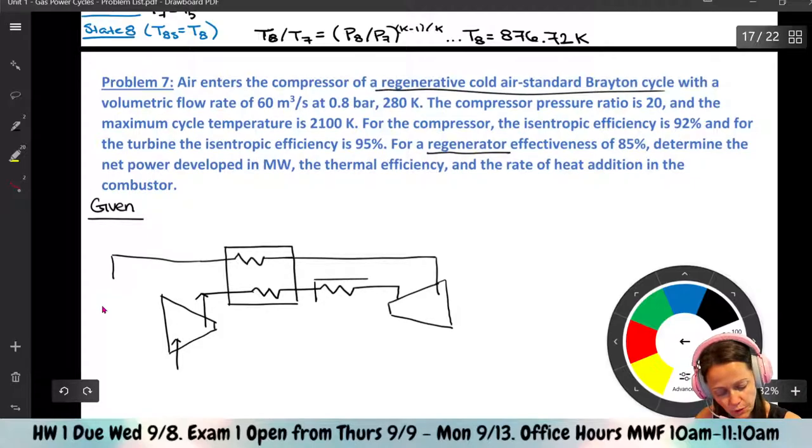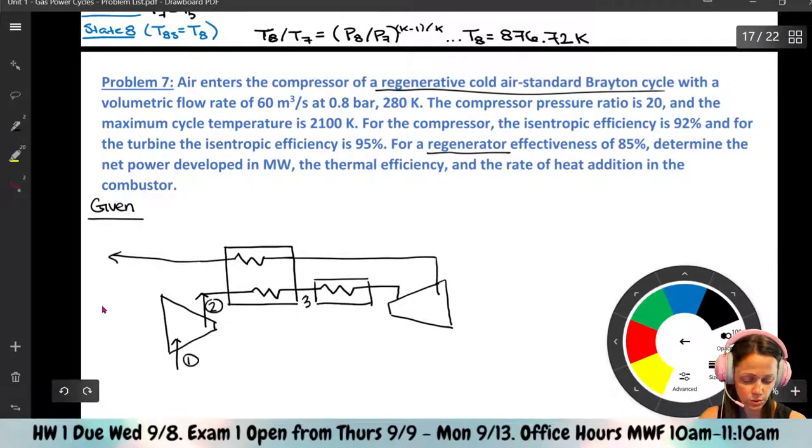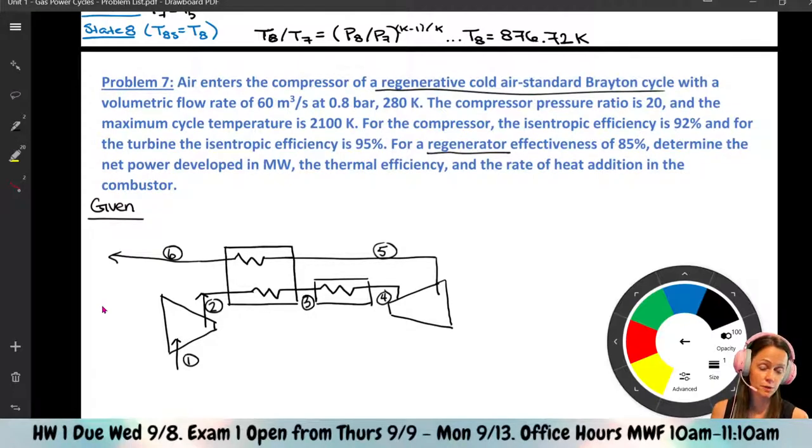If I gave you this problem on a test, honestly, probably what I would do is give you that, and I would put some numbers on here, 1 to 2 to 3 to 4 to 5 to 6, and then I would give you the text of this problem. It would be up to you to figure out where that 60 meters cubed per second goes, and what is that?